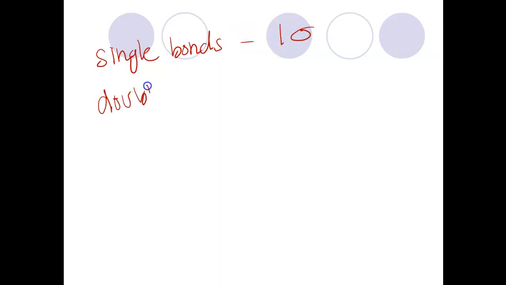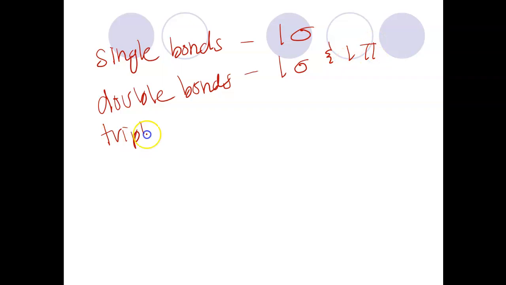So again, single bonds: it's 1 sigma bond. Double bonds: it's 1 sigma and 1 pi. Triple bonds: it's 1 sigma and 2 pi's.